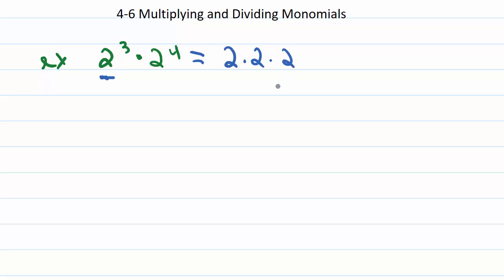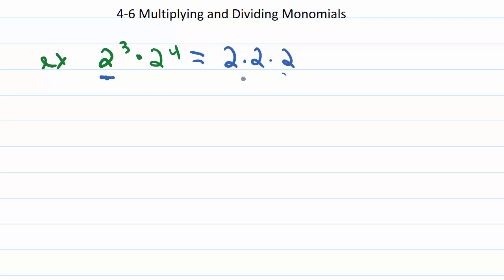Recall that exponents are used to show repeated multiplication. We can use the definition of exponents to help find a rule for multiplying powers with the same base. We'll start out with an example. If, for example, we were asked to find 2 cubed times 2 to the 4th, we'll start out with what 2 cubed means. This means 3 2's multiplied together.